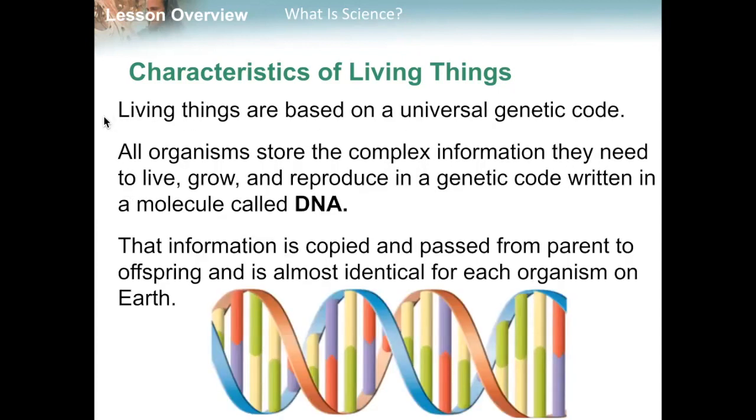So living things are based on universal genetic code. All organisms store the complex information they need to live, grow, and reproduce in a genetic code written in their molecular DNA. This information is copied and passed from parent to offspring and is almost identical for each organism on Earth.